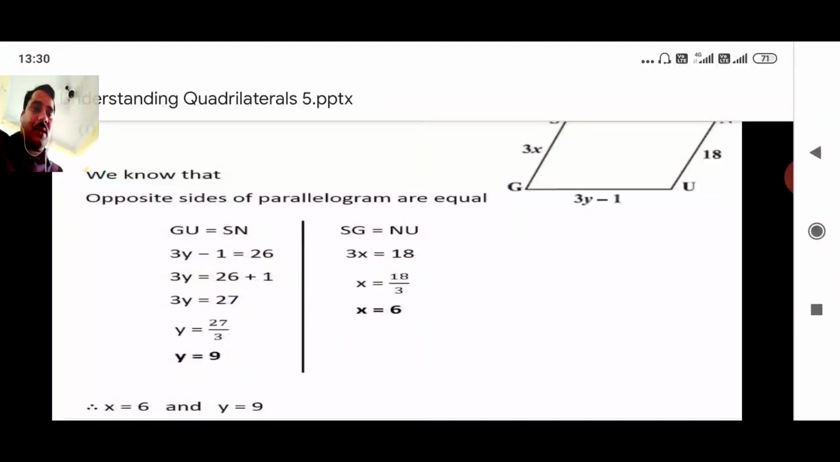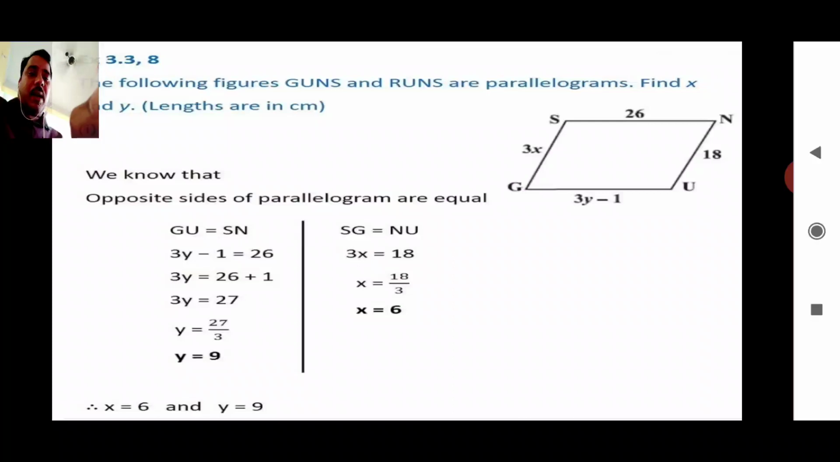See here the solution. We know that opposite sides of a parallelogram are equal. So GU equal to SN. Value of GU: 3y minus 1 equal to 26, so 3y equal to 26 plus 1, 3y equal to 27, y equal to 27 by 3, 9. Similarly, SG equal to NU, opposite sides of a parallelogram, 3x equal to 18. So x equal to 18 by 3, you get x equal to 6. I hope it is clear to you.